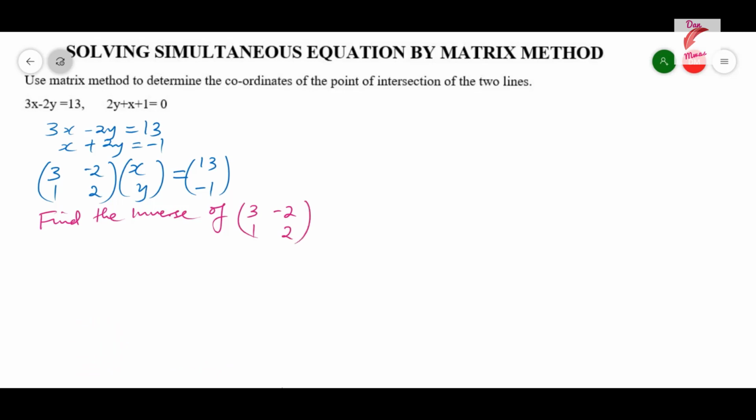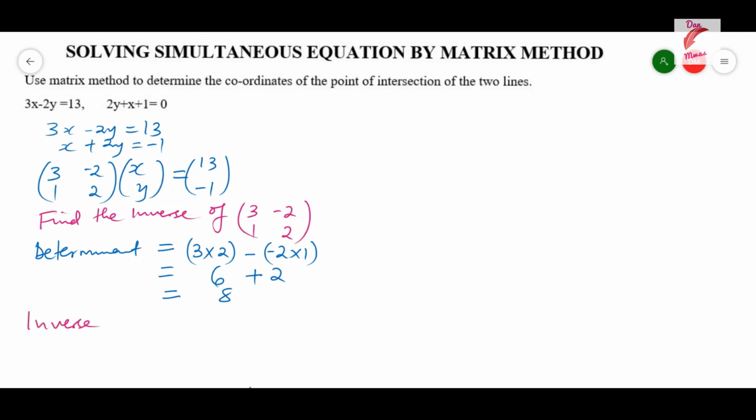In getting the inverse of this, we are required to get the determinant first. The determinant will be obtained by getting 3 multiplied by 2, subtract -2 times 1, which gives 6 plus 2, and therefore the determinant is 8. So the inverse of this matrix will be given by 1/8, the inverse of the determinant.